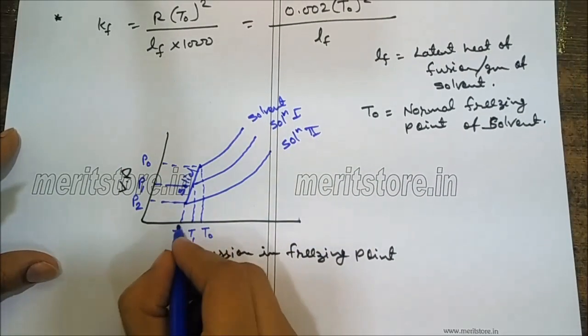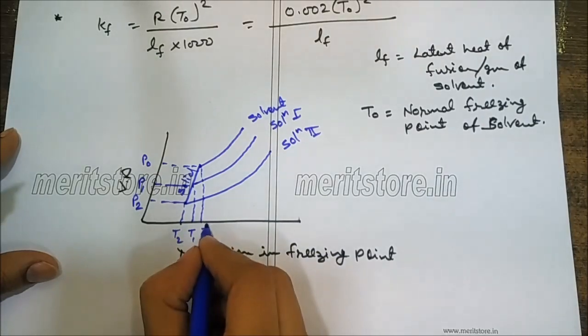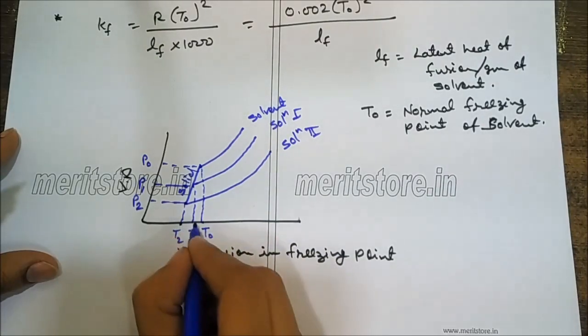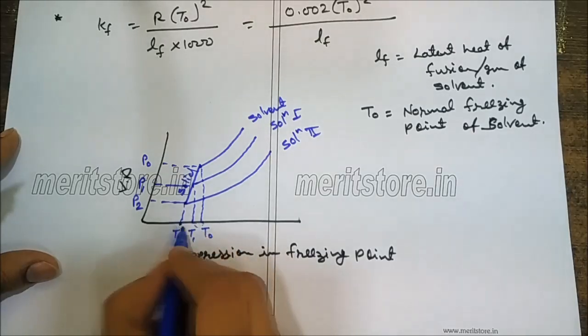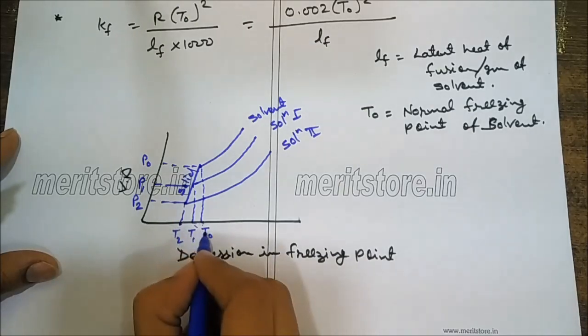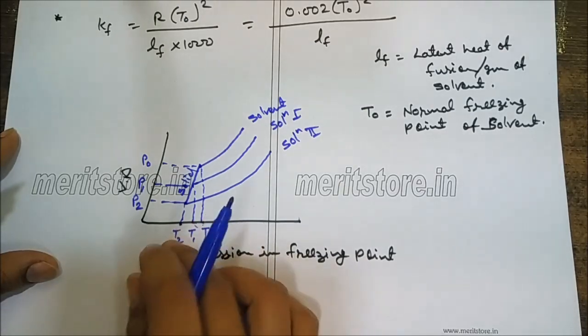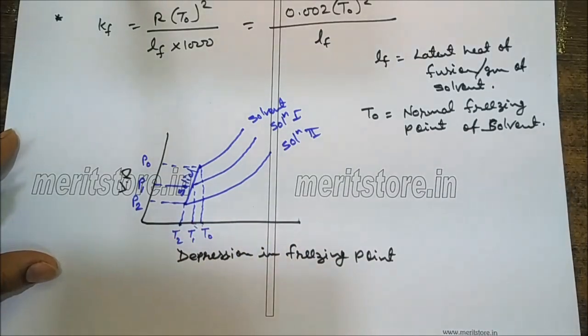So this is the difference between solvent and solution 1, the depression in freezing point for solution 1, and for solution 2 it is T0 minus T2, that is the depression in freezing point for solution 2.